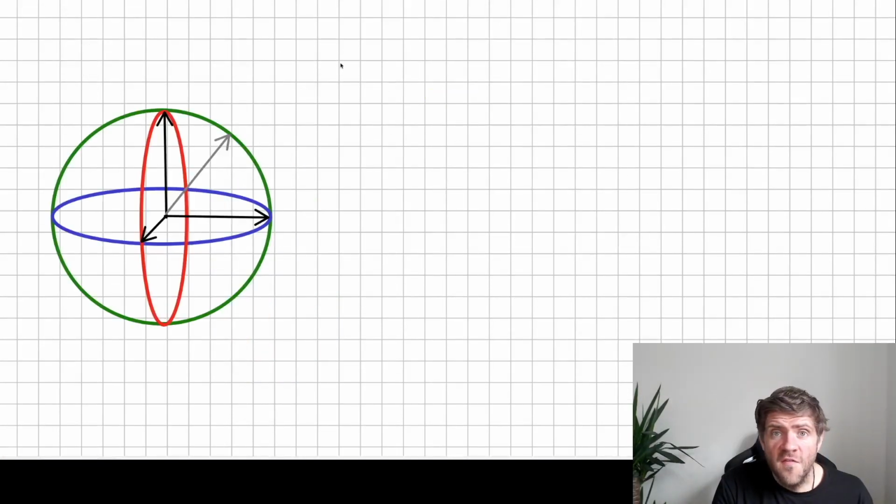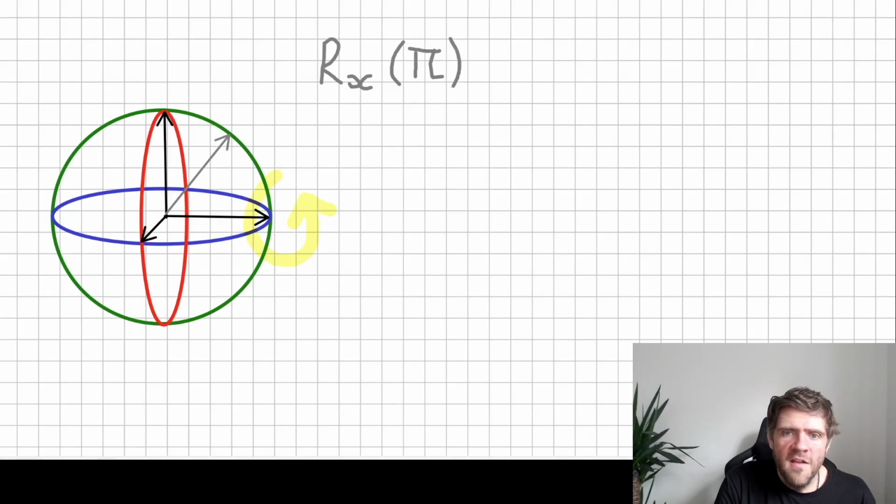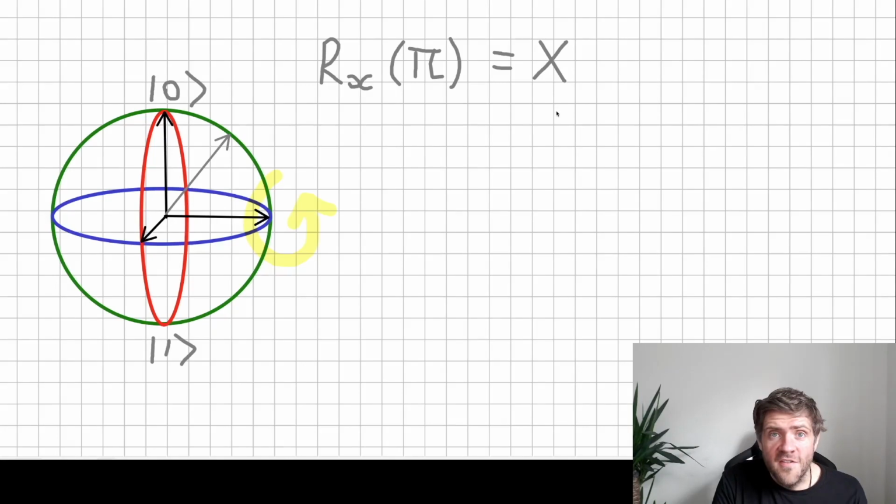Here I've redrawn the sphere so we can think about what some of these rotations might be. So we can have a rotation around the x-axis, for example, by some angle, which is a rotation which is going to take us around the x-axis by that angle. For example, if we were to have a rotation around the x-axis by an angle pi, this is a 180-degree rotation. So it's something which would take a 0 state and turn it into a 1 state. And it would take a 1 and rotate it round to a 0. Now that's something we've seen before. That is the X gate. So this is why the X gate is called the X gate. It's a pi rotation around the X axis. But we can have any angle of rotation, not just pi.